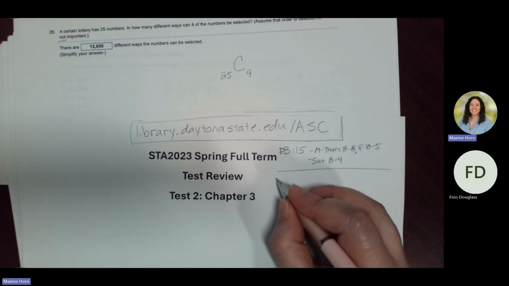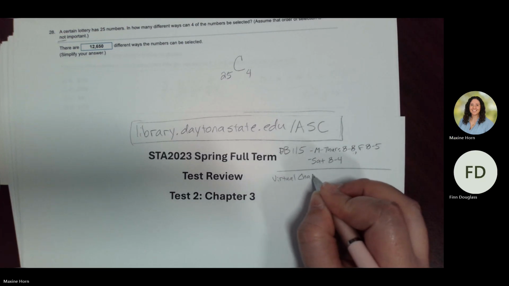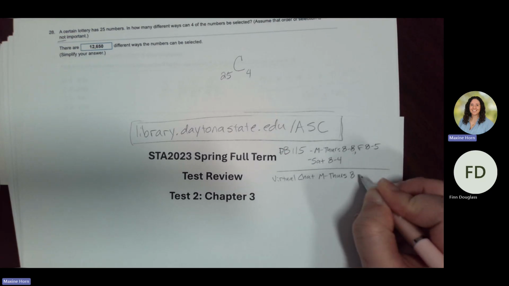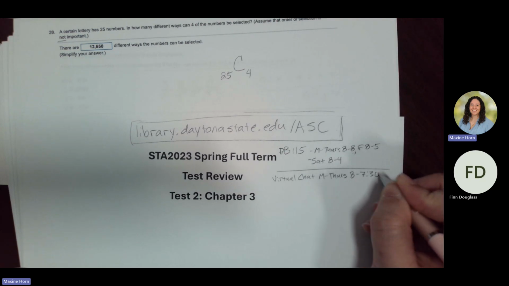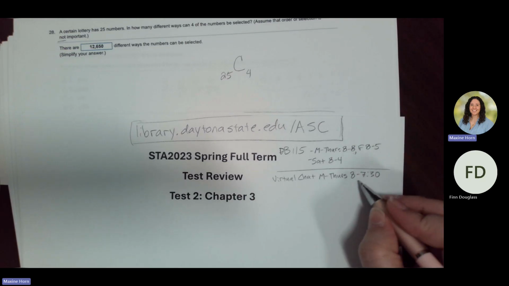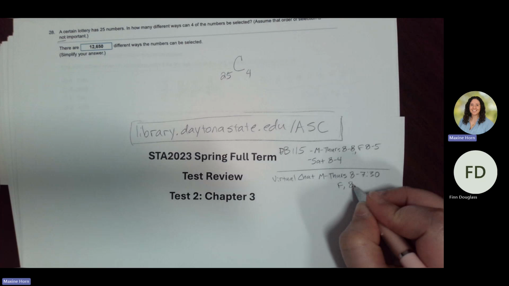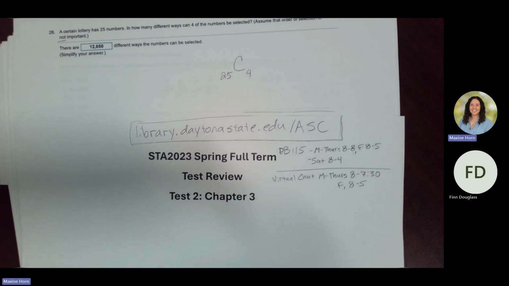So we have the virtual chat, which is Monday through Thursday from 8 to 7:30 p.m. So even if you do work 9 to 5, you can get help after 5. And then on Fridays, it's from 8 to 5. Some people mistakenly think that the virtual chat is a chat bot and it's just AI. No, it's connecting you with an actual human being. It's connecting you with one of the learning specialists who work at the Academic Support Center.